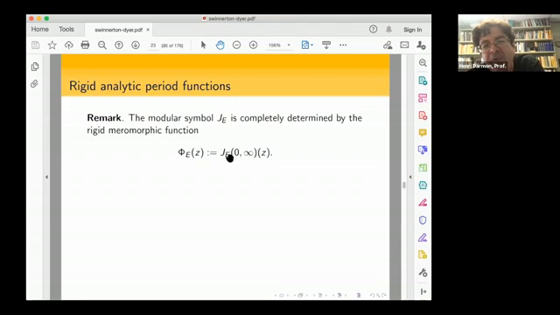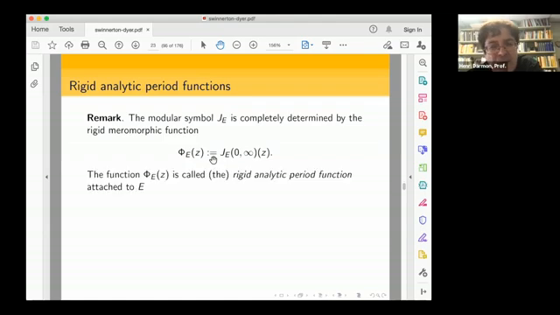Now, I just get this by evaluating J sub E at the pair of endpoints 0, infinity. Now, it might seem like a big loss of information to pass from a general pair R, S to 0, infinity, but in fact, the additivity property of the modular symbol combined with essentially the Euclidean algorithm for the GCD, or the theory of Farey sequences, which I'll talk about in a few slides, tells us that we can recover the general J sub E of R, S just from the knowledge of this one in a very simple way. Okay, so this object is what we call the rigid analytic period function attached to E.